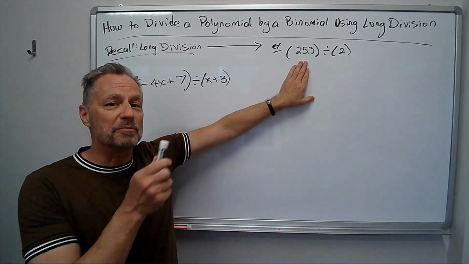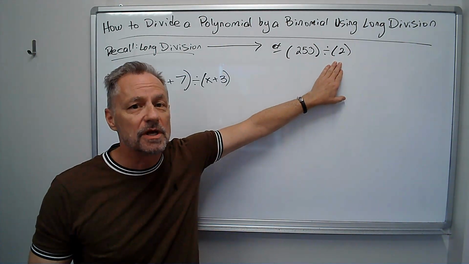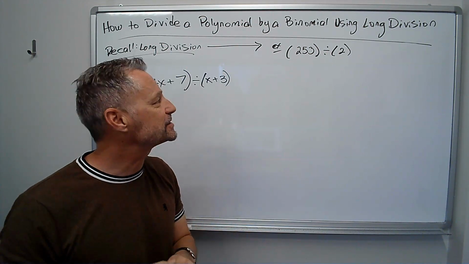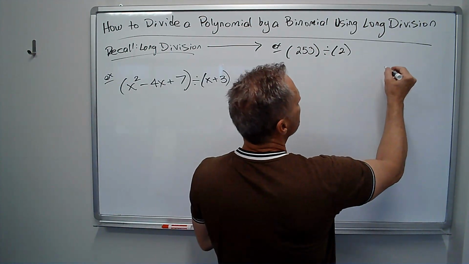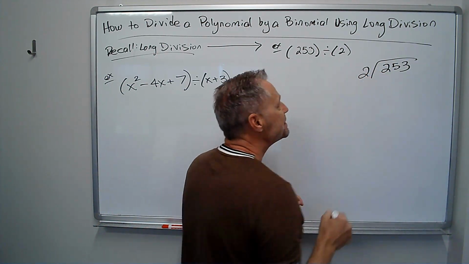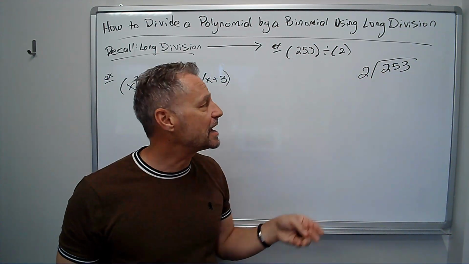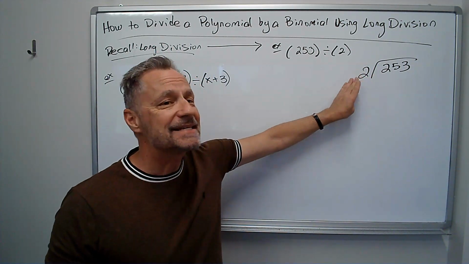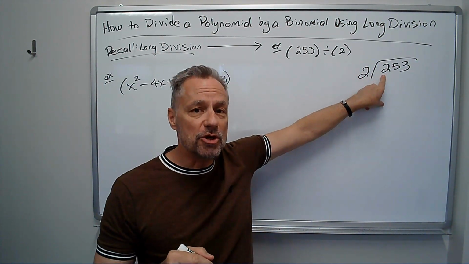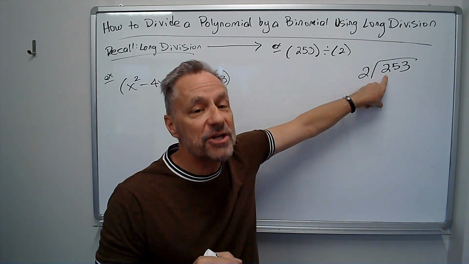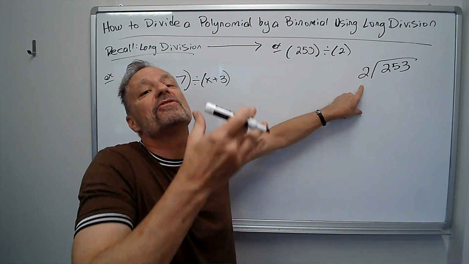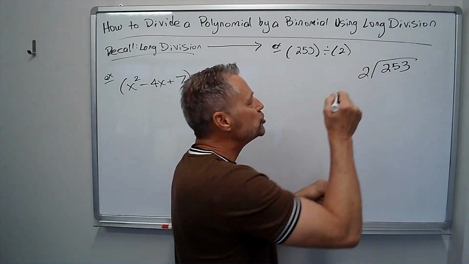So I've set up a problem, 253 divided by 2. We're just going to use numbers so that we can remember how to do this process. I'm going to put the 253 here, but I'm going to put what I'm dividing by, the 2 in this case, on the outside to the left. And I don't look at the whole 253 to begin with. I just say, okay, 2 times what gives me 2? Or how many times does 2 go into 2? You can even say, well, what's 2 divided by 2? They're all the same question, but 2 goes into 2 one time.